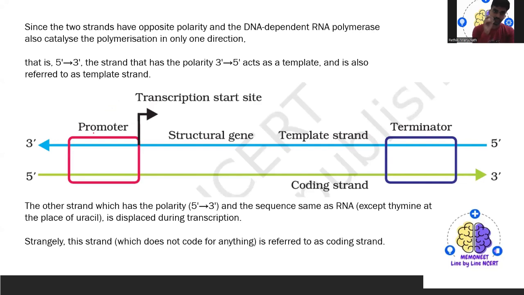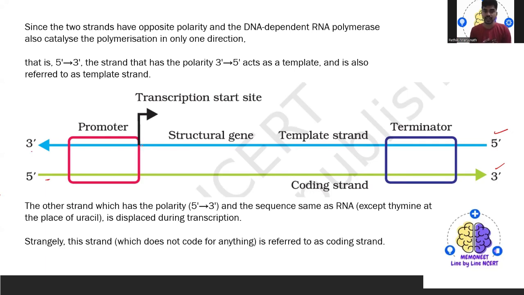Right. So first, since the two strands have opposite polarity, and the DNA-dependent RNA polymerase also catalyzes the polymerization in only one direction, can you see here that the two strands that you are seeing, one is in blue color and one is in red-green color, right? They have opposite polarity, like 3' to 5'. To this 5' you are seeing 3', and here you are seeing what? 5'. So the polarity is opposite in direction. So the catalysis will also happen opposite to that.